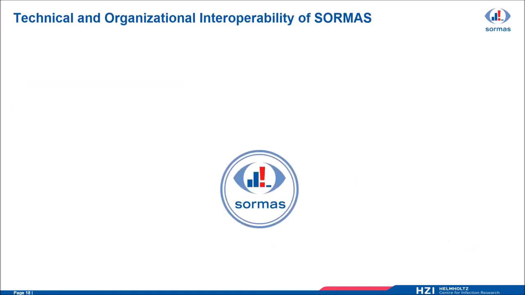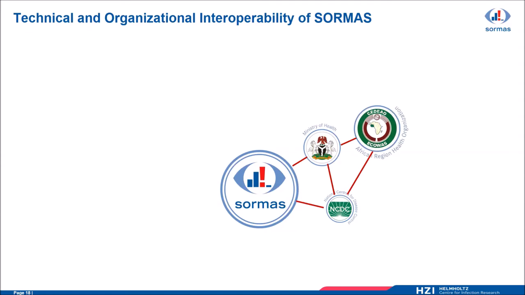I want to explain, there's a slide I'm going to show looking at the different countries that we've deployed in and are currently deploying in for COVID-19 SORMAS. But let's go forward to the interoperability of SORMAS. SORMAS is set up in such a way that it's the periphery system collecting information from the lowest level, and it's able to prepare sitreps and data for the National Center for Disease Control. This data is pushed to the Ministry of Health, and the Ministry of Health and the National Center for Disease Control report to the Africa Region Health Organization. And this information is pushed to the Africa CDC.